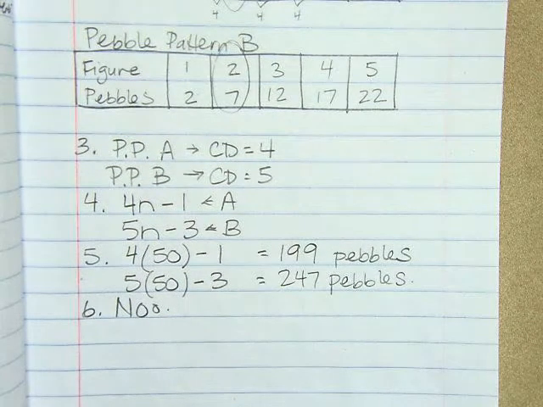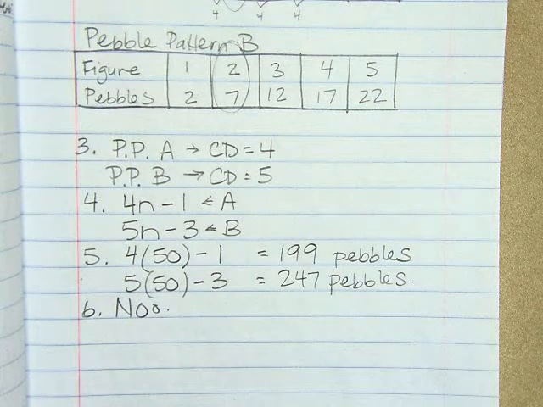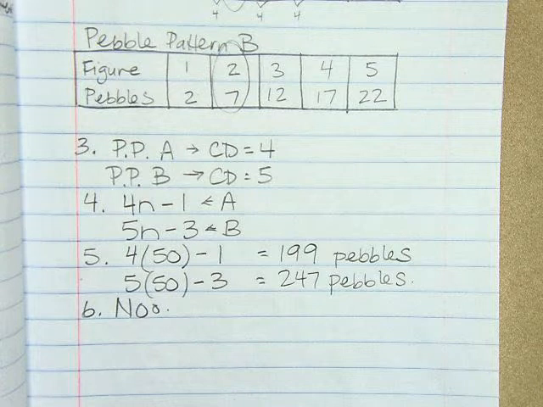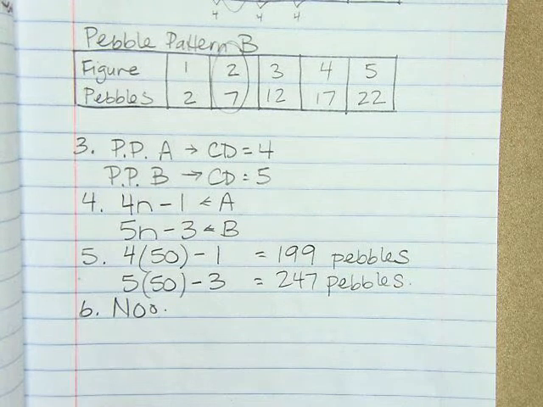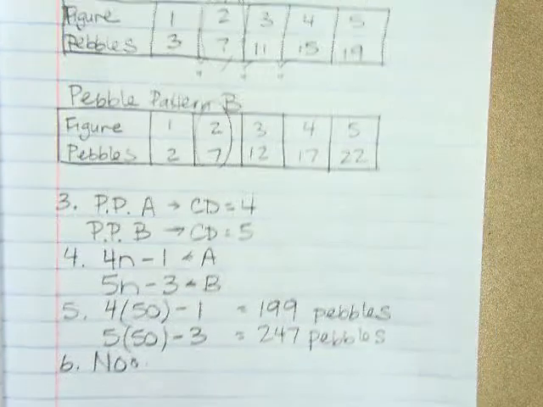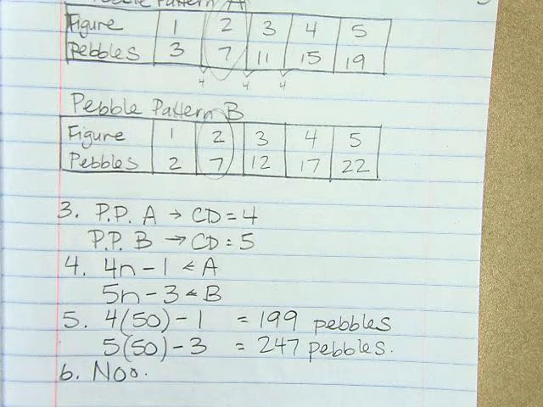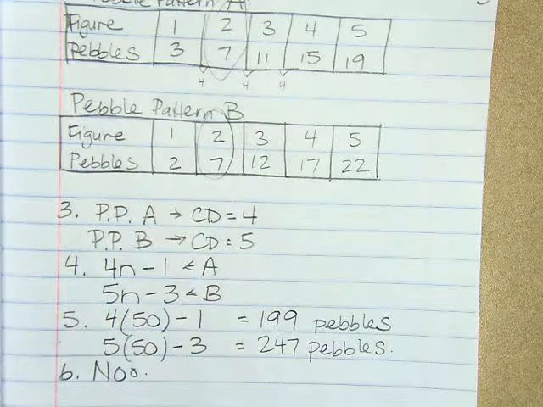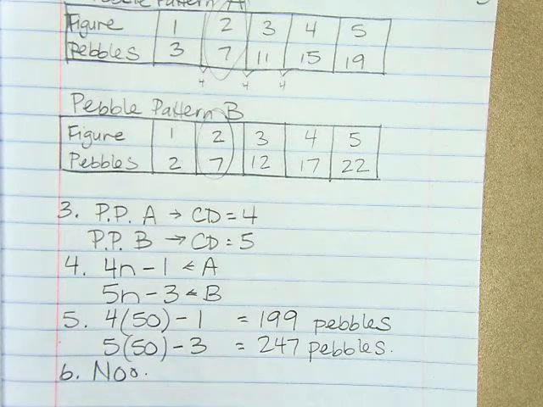And the reason is pattern B keeps getting bigger and bigger by 5 in each figure, while pattern A only gets bigger by 4 in each figure. So pattern B is always, always, always going to have more pebbles than pattern A for the rest of the pattern. So it just kind of lucked out that they had the same number for the second picture, but from here on out, the second pattern is always going to have more. It's never going to be the same.